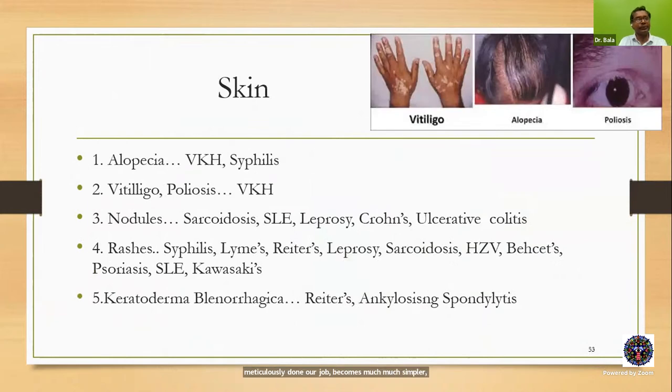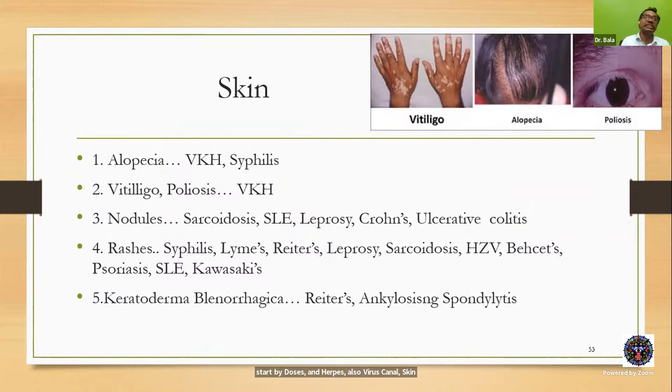So again, to recap, the alopecia is relevant for VKH, syphilis, vitiligo, poliosis for VKH. You will agree that nodules are relevant for sarcoid, SLE. Lepra can have lepra nodules. Ulcerative colitis, Crohn's also known to have skin nodules. Rashes in the body could be relevant in STDs like syphilis, Reiter's, Lyme, leprosy, sarcoidosis, and herpes zoster virus can have skin rashes in the dermatological distribution.